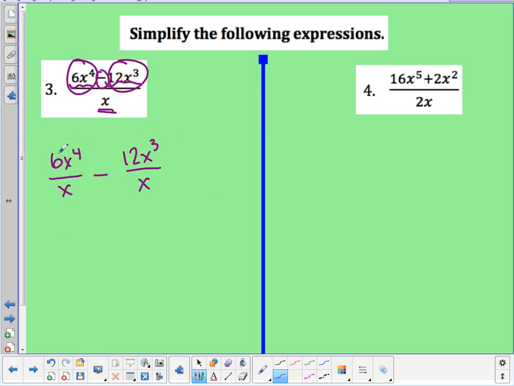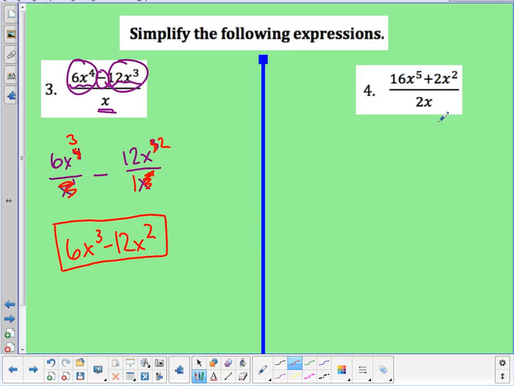So in the first one, I have 6 divided by 1, which is still 6. And then I have x to the 4th over x to the 1st. So one of my x's is going to go away, and that's going to be x to the 3rd. The second term, I have 12 divided by 1. This coefficient is 1, and that's still just a 12. And then here I have x to the 3rd over x to the 1st, where I can get rid of 1, and it leaves me with 2. 3 minus 1 is 2. So when I rewrite this, I have 6x to the 3rd minus 12x squared. And that's my simplified expression.